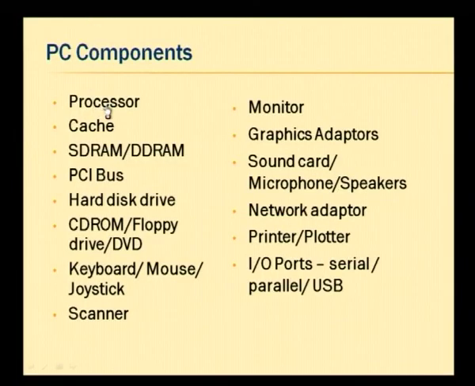Processor, we definitely know where this belongs, this is the processor we are talking about. Cache is part of the memory structure. SDRAM, DDRAM, part of the memory structure. PCI bus is more of an interface kind of structure. This could connect either the input or the output or the memory to the processor. Then the hard disk drive, clearly this is a memory structure. CD-ROM, floppy drive, DVD, all these are storage devices.